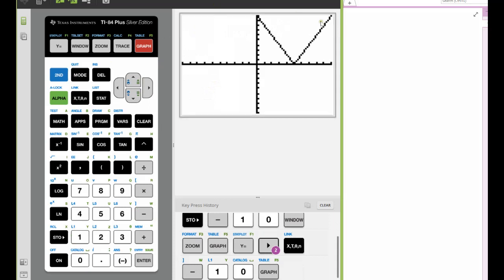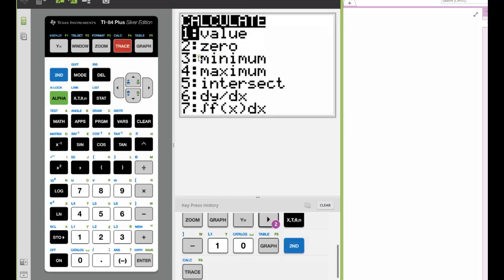There's my function. So it's the V shape. And what I actually have to figure out is, what is this turning point? To figure out the turning point, well, it's a minimum. So it's coming down, it's a minimum, it's going up. And where you do that on the calculator is under calculations, but you have to hit second trace. So second trace, and then I want to find a minimum. So I select 3.